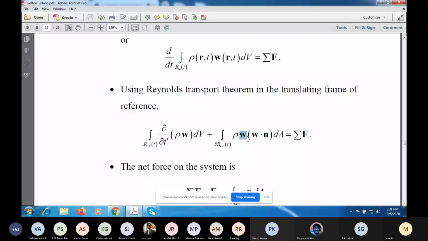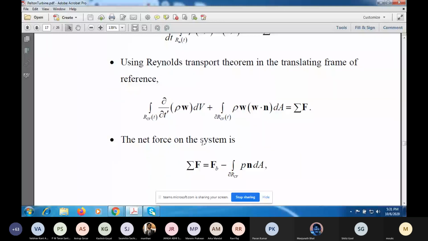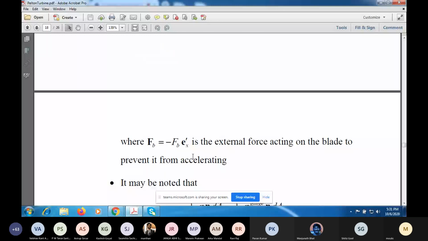Now what is the net force on the system? It is the external force on the blade, and the force due to pressure, which is minus n P dA. The minus sign is there because it's a compressive force. And F_B is minus F_B times the unit vector in the x direction, because it acts in the negative x direction. So this is the external force which prevents the blade from accelerating.